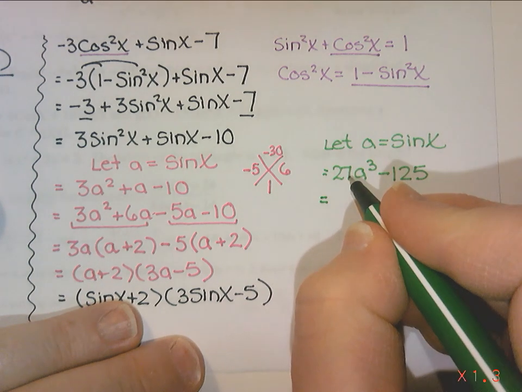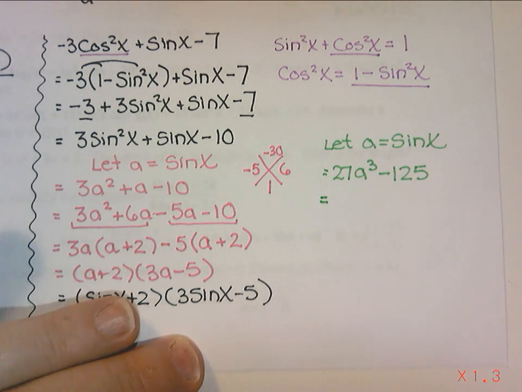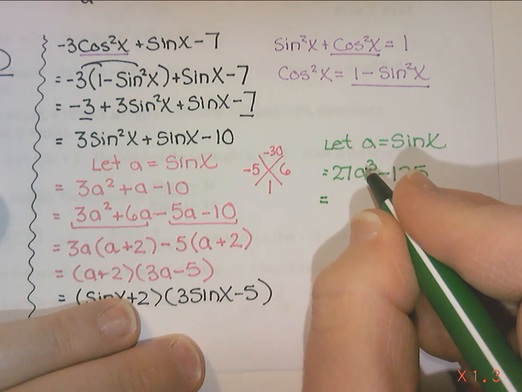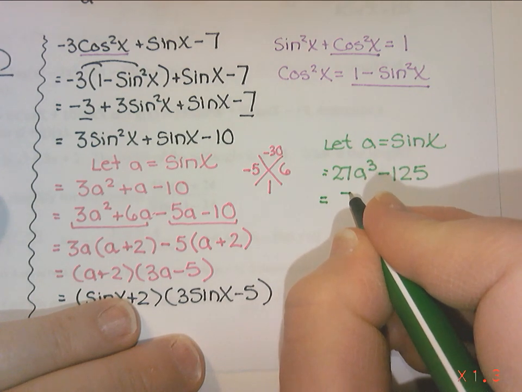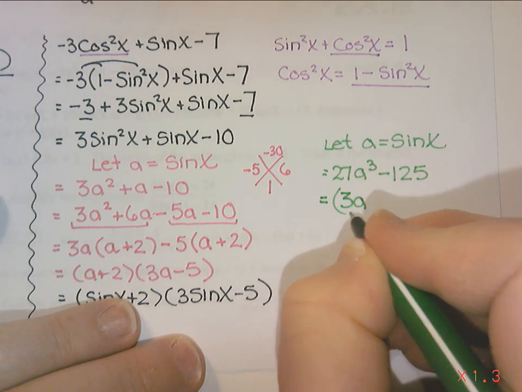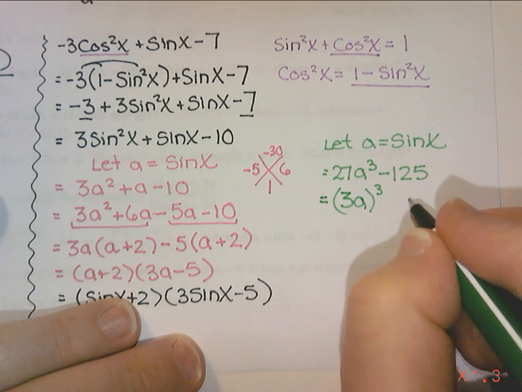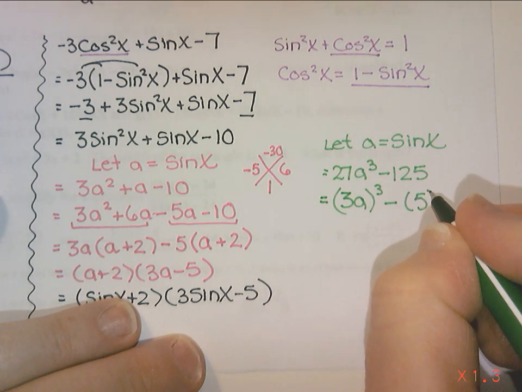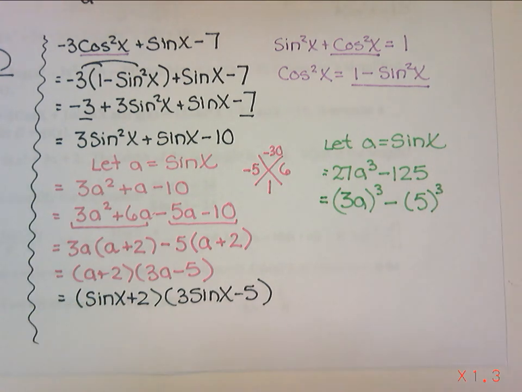So 27 is 3 to the power of 3. You can find that on your power sheet. So that means we're going to have 3 to the 3 and a to the 3. So I can say this is really 3a and then to the power of 3. And then we are taking away 125, which is also 5 to the power of 3. You can find that on your power sheet.